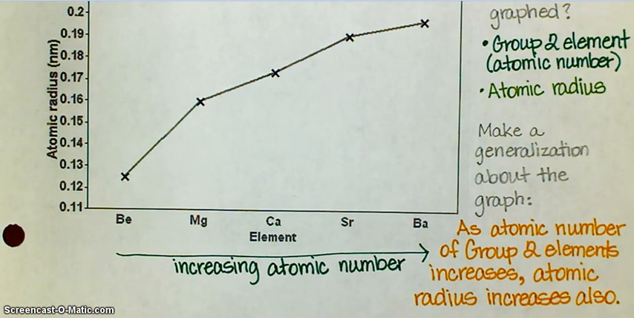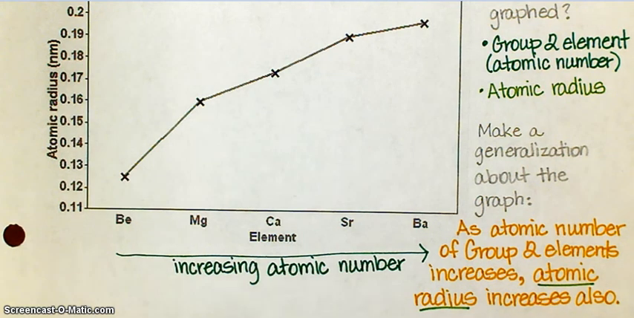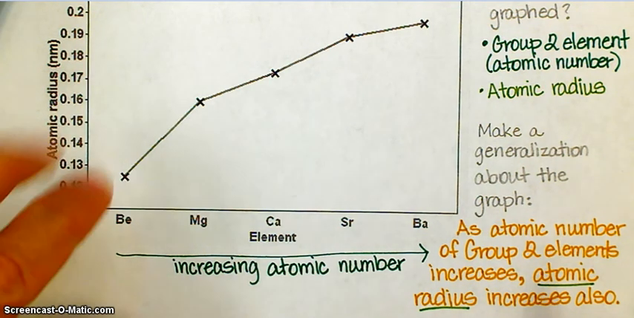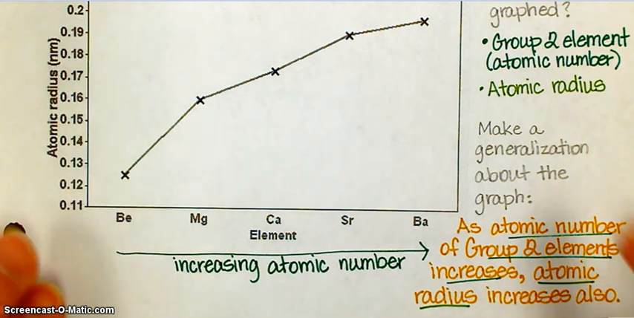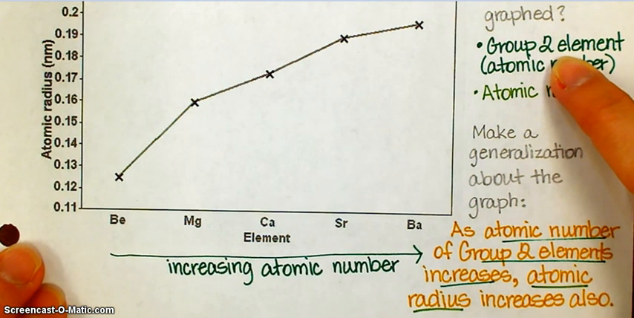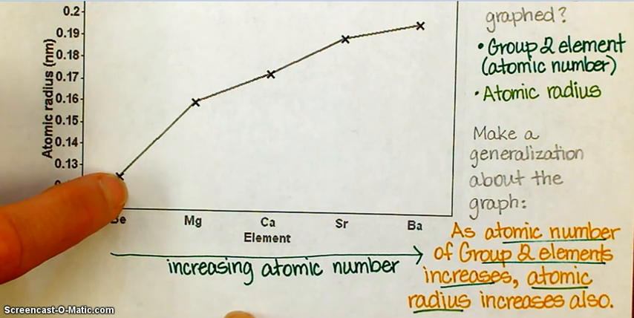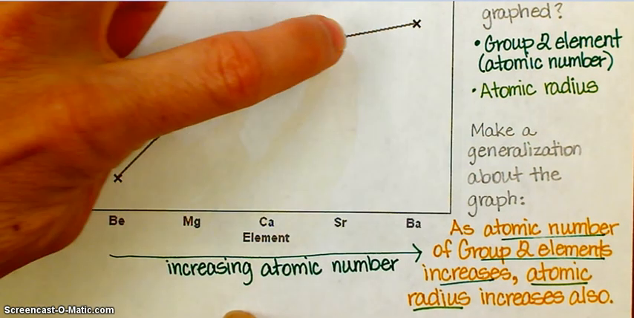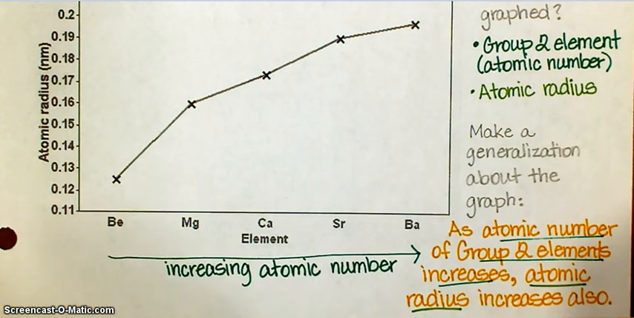Okay. So, does my generalization talk about both of my variables? And the answer to that is yes, it does. I said atomic radius increases. My other variable was the atomic number of group 2 elements. So, I have told you how these two variables relate to one another. Basically, as you go from beryllium down the column to magnesium to calcium to strontium to barium, the atomic radius is getting bigger as you go down the column.